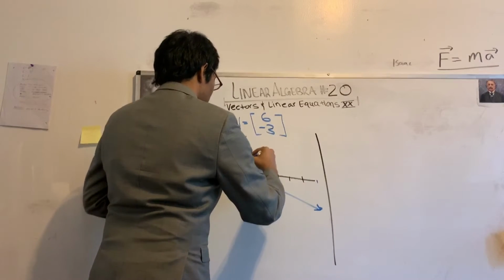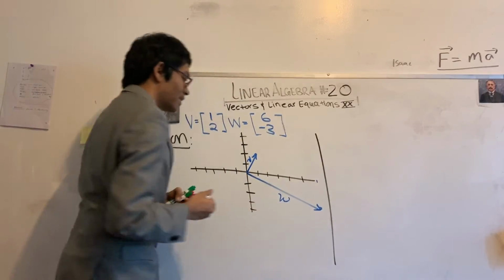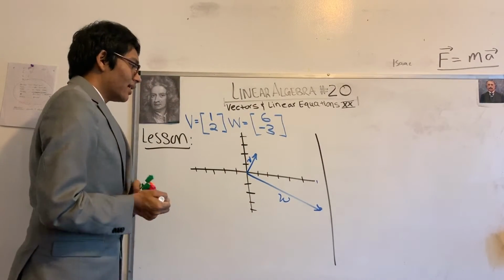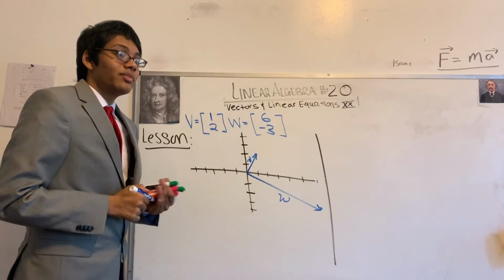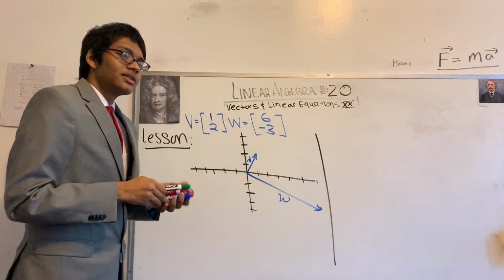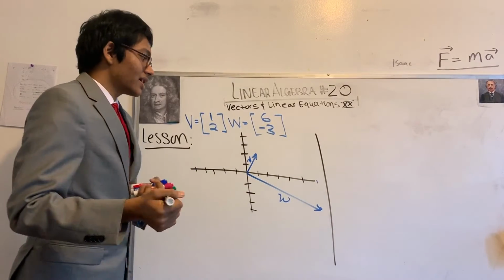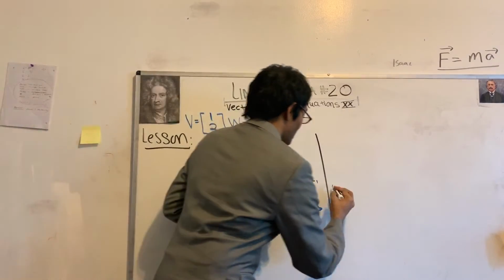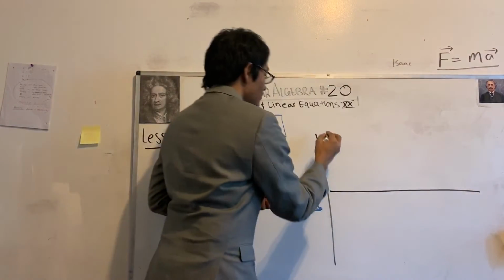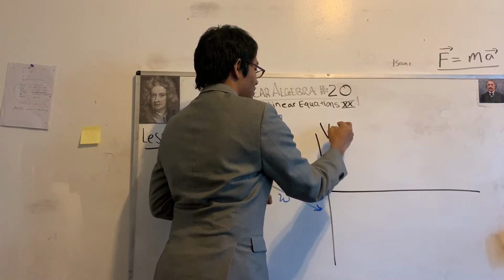But this is vector V, this is vector W, right? Now, for the last few lectures, we have been looking at dot products. So why don't we take the dot product of vectors V and W? Oh, that's easy. V dot W.